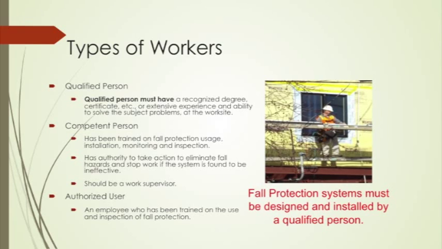The employer must also identify the qualified person at your company or on the job site. You must also identify who the competent person or persons is on each job site. This is typically a supervisor. Authorized users are those who have been trained on the use and inspection of fall protection. Due to the associated dangers, fall protection systems must be designed and installed by a qualified person.